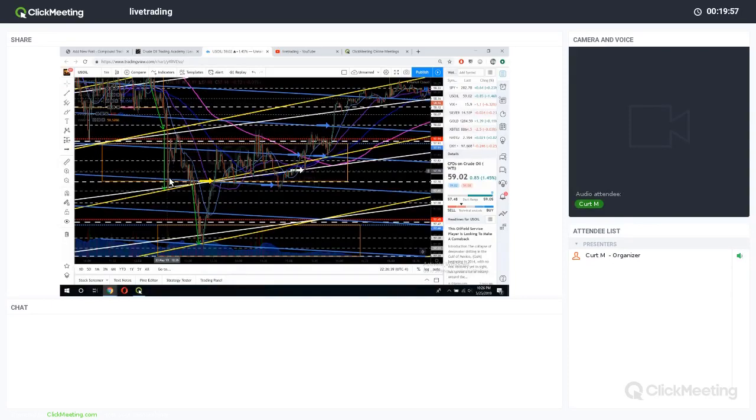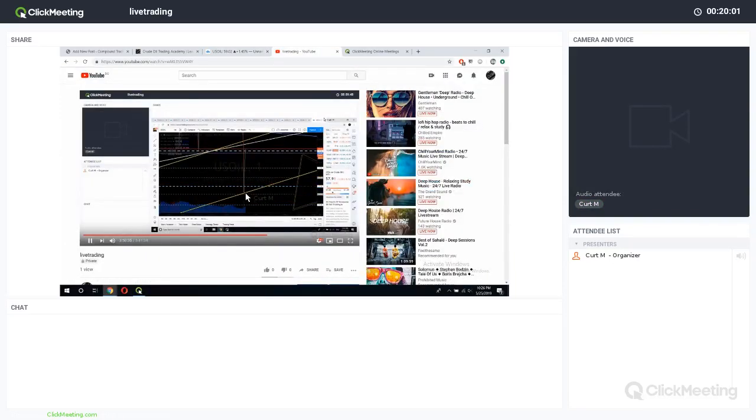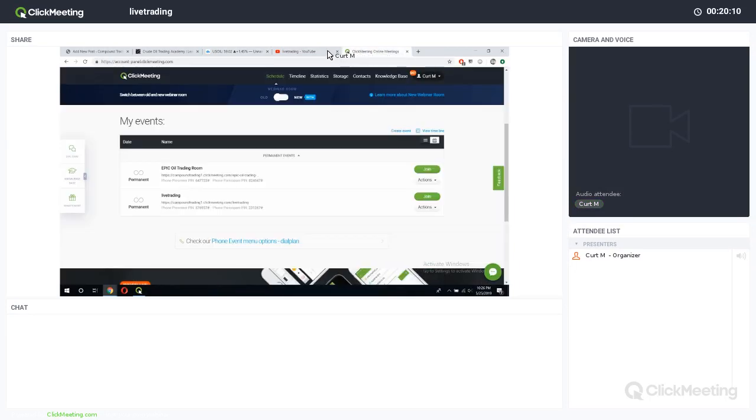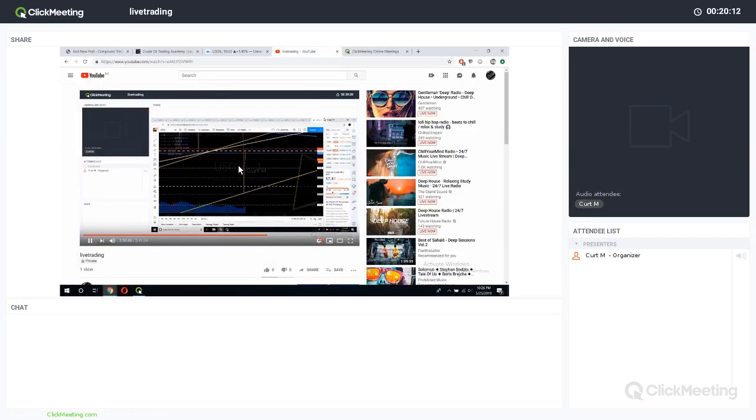Was that this one? I think it was this one here. 57.91. Yeah, so it was this dump here. So there it is, testing range resistance. This is the range resistance on our 1-minute model.